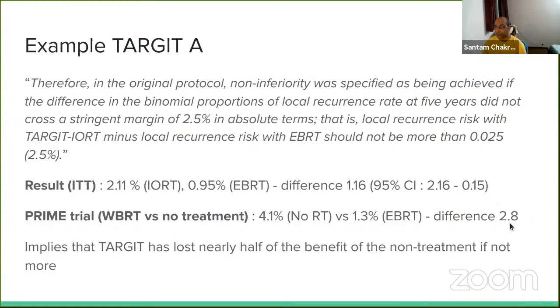Now, if you go back to my previous slide and understand what has happened, this is the upper bound of the 95% confidence interval, 2.16. It is nearly the same as 2.18.